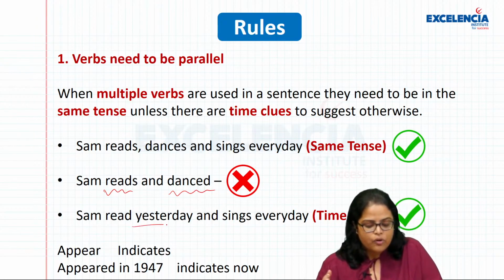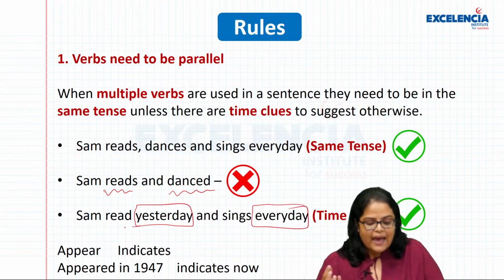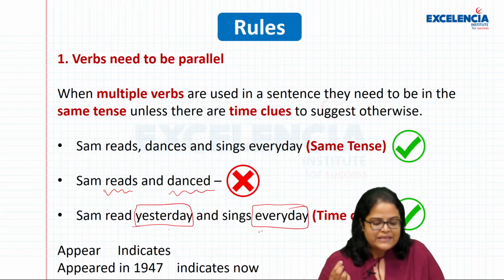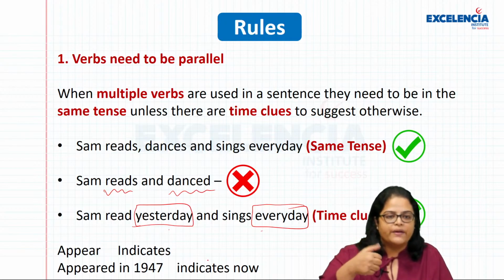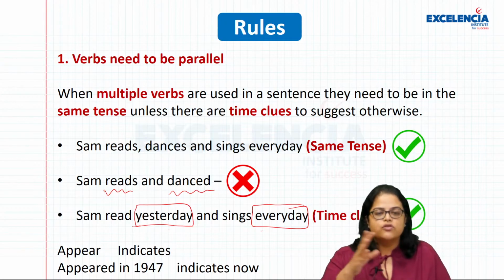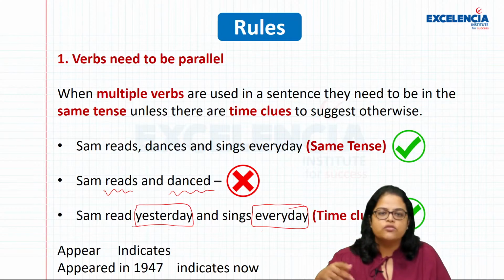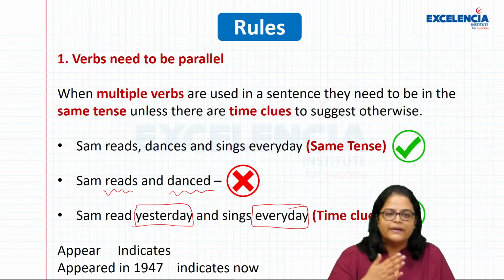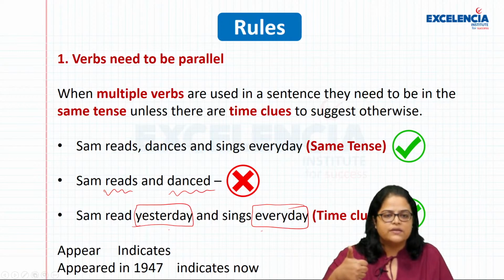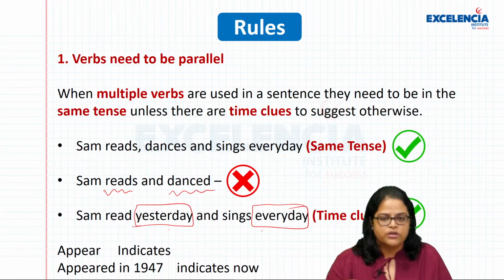Unless there are time clues. What do I mean by that? I can say Sam read yesterday and sings every day. That's perfect. How? Because I'm using two different time frames. Aditi went to the library yesterday and is going to the temple now. That's perfectly fine, no? Because I've used two different time clues. So if I've used two different time clues, it's okay to keep the tenses in different time frames, otherwise not. Otherwise, they have to be parallel.